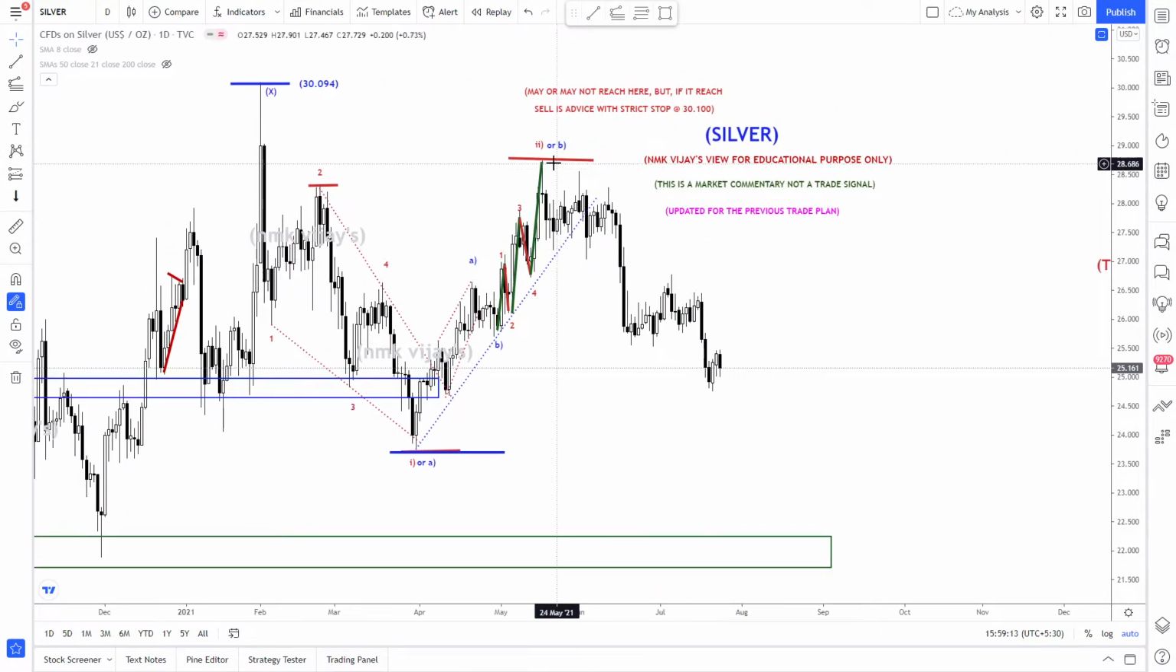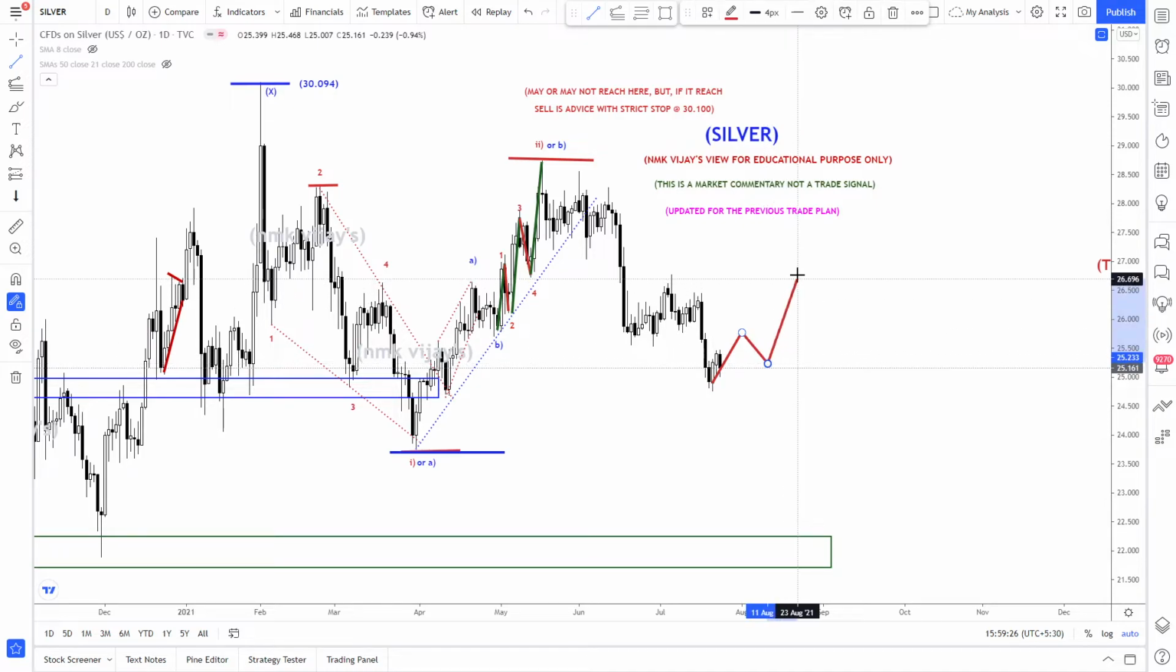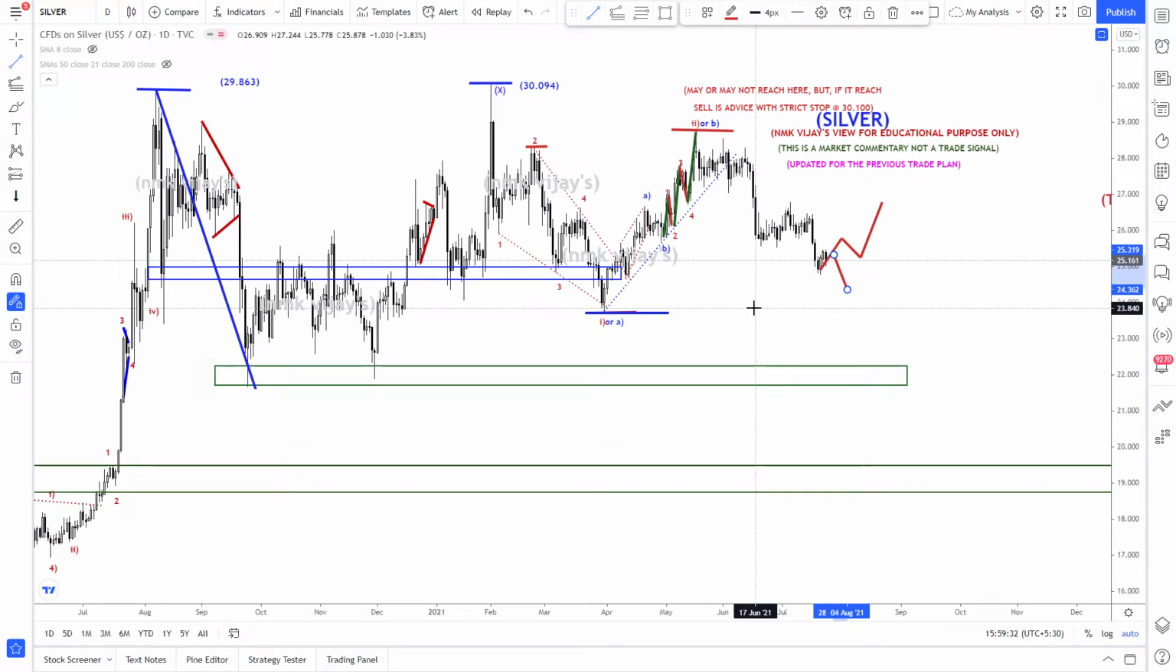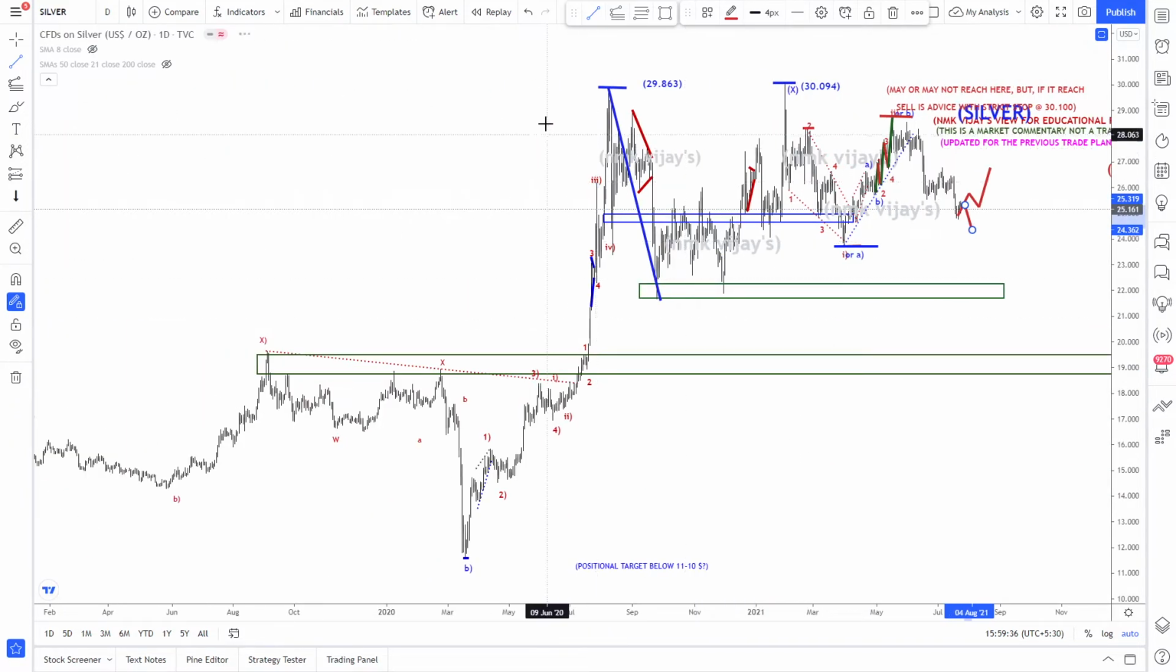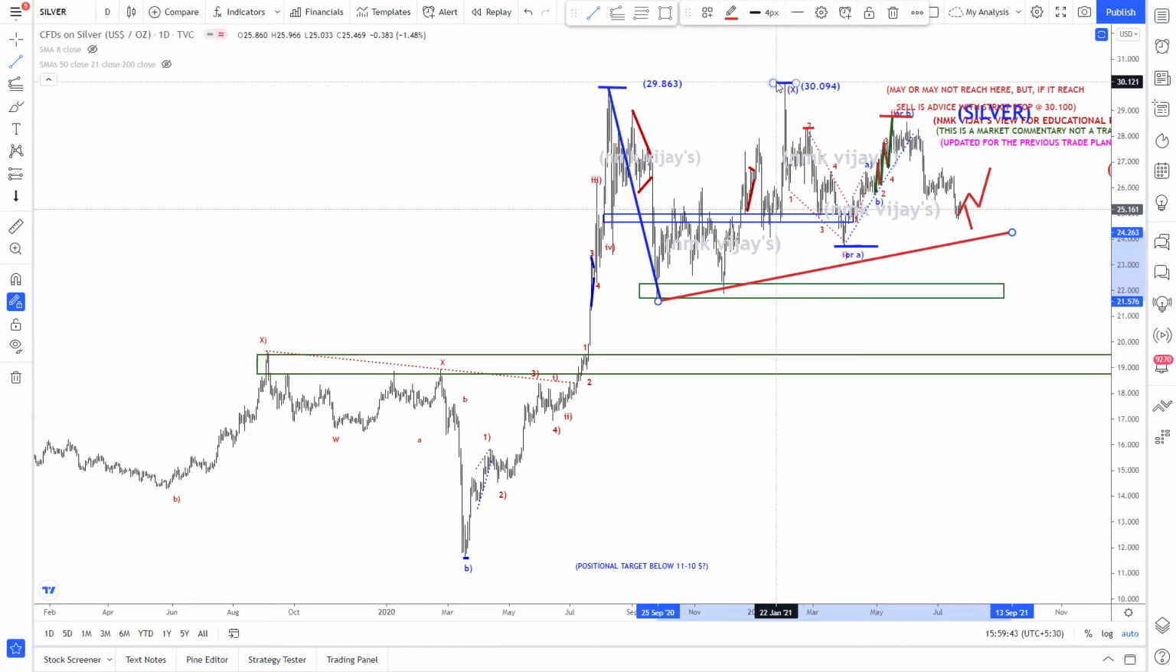Here it looks like, and I said 1, 2, so 3, it could be 4 and 5. So it looks like the 5-way structure is completed, and I'm expecting again one more 3-way structure, or it could do anything. See, I'm just closely watching that gold and all the major pairs, not silver, because I'm not going to touch this. Sometimes, and I have explained also, sometimes it looks like a triangle.